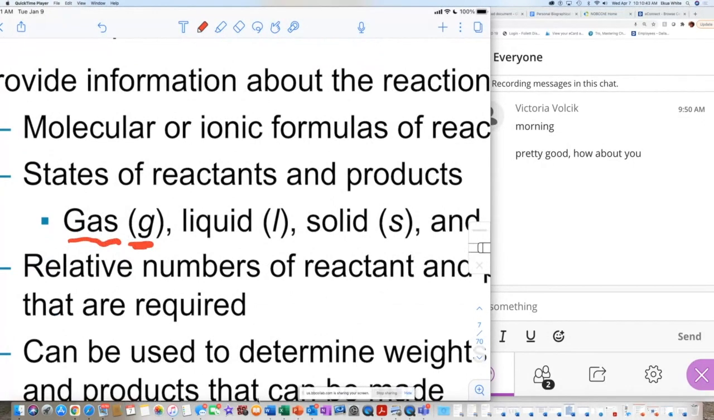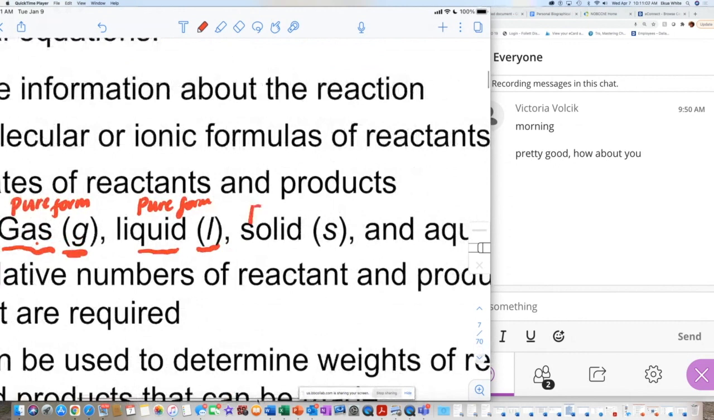So if you're trying to plan a reaction and you get the balanced equation, you have an idea, oh, I need this chemical in the gas state. This is liquid. So when they say G for gas, liquids, these are all pure forms of the chemical. Gas is a pure form. Liquid is also a pure form. And then solid is also a pure form. So the purity is implied. When they say solid sodium, they mean just sodium, nothing else.